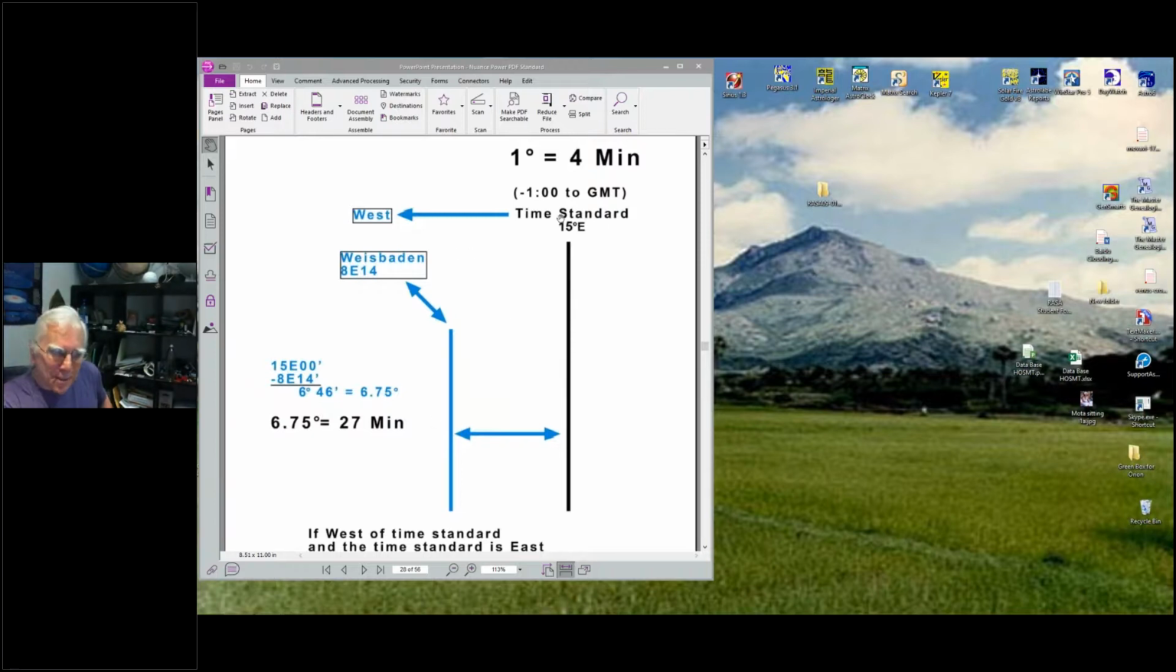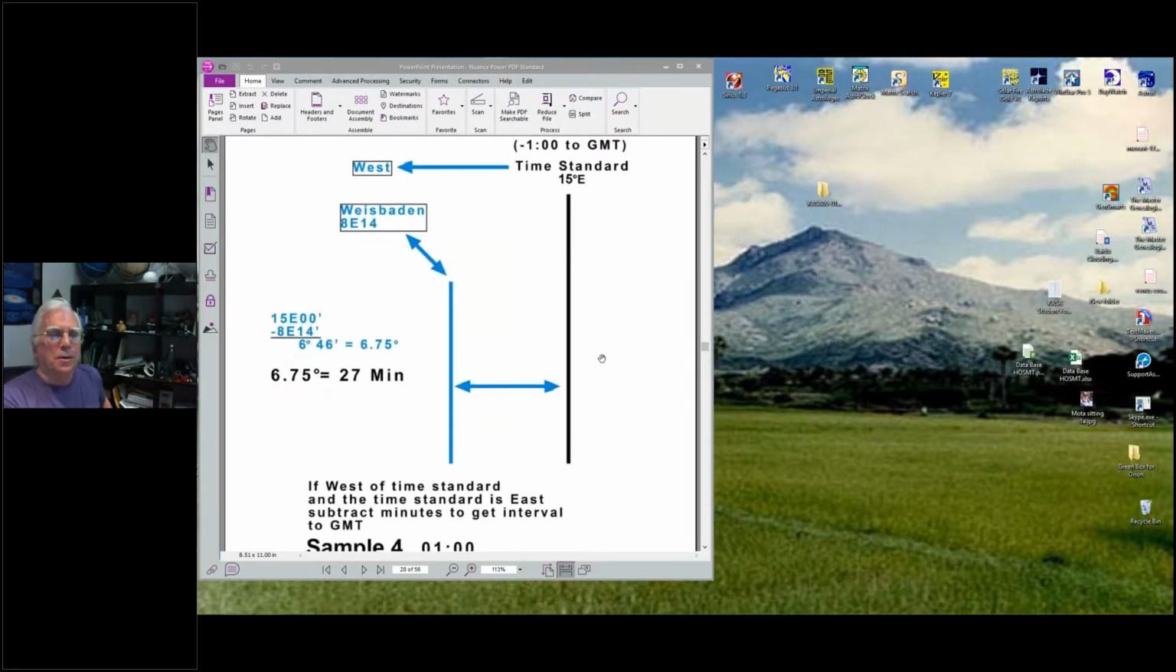That's a little head trip. But if it's 16, it's east of it. It's further east. But here, 8 is not as far east as 15 east. So it's west of it. You're going to be 27 minutes. It's like 6 degrees, 46 minutes, 6.75, which would mean 6 is 24 plus 3 minutes. So 27 minutes earlier to get your local mean time. You subtract the 27 minutes to get your local mean time.